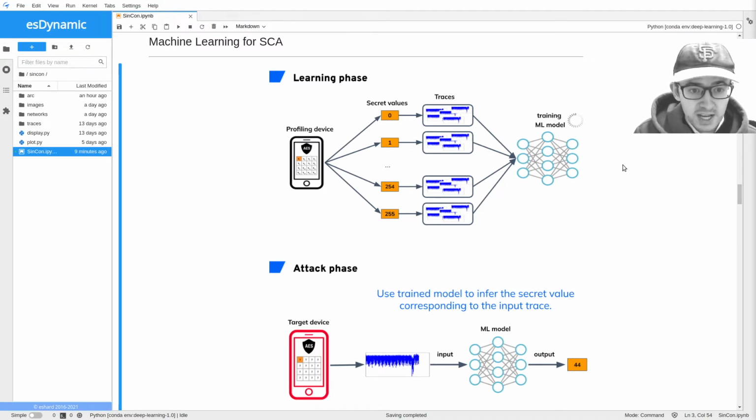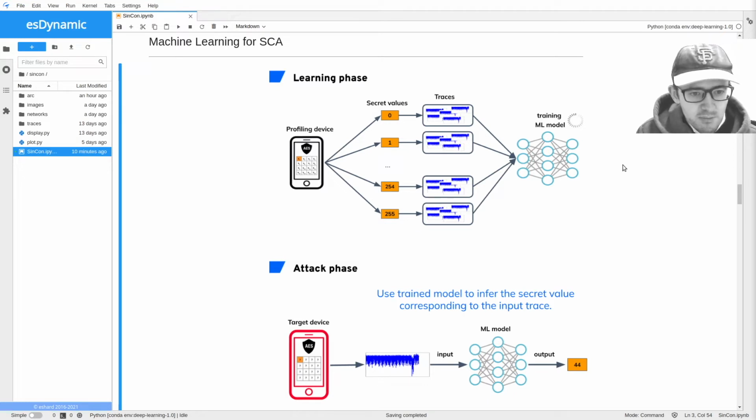So during the learning phase, what we want is to build a classifier that is able to classify traces based on a secret value. And during the attack phase, we want to use this classifier to recover the secret information from a trace that we want to attack. So for that, once the classifier is trained, we can give a trace as input to the model, and the model will tell us to what secret value this trace corresponds.